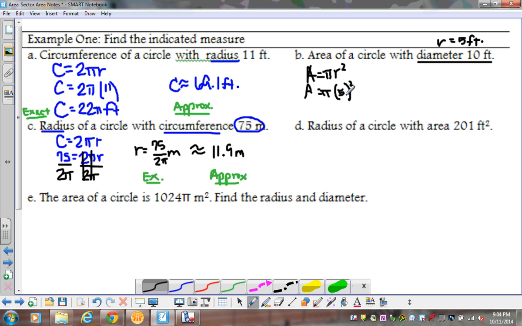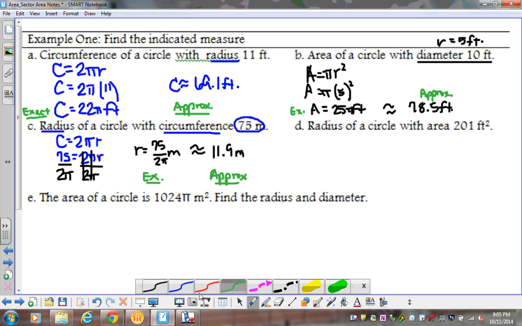Just like we did with circumference last week, I'm going to have two types of answers. I'm going to have my exact answer, which means I'm keeping it in terms of pi, and my approximate answer, which means I'm multiplying out my pi. My exact answer: 5 squared is 25, so this is 25 pi feet squared. That's going to be approximately 25 times pi, which gives me 78.5 square feet. Once again, exact means I'm keeping it in terms of pi, and approximate means I'm multiplying out the pi.